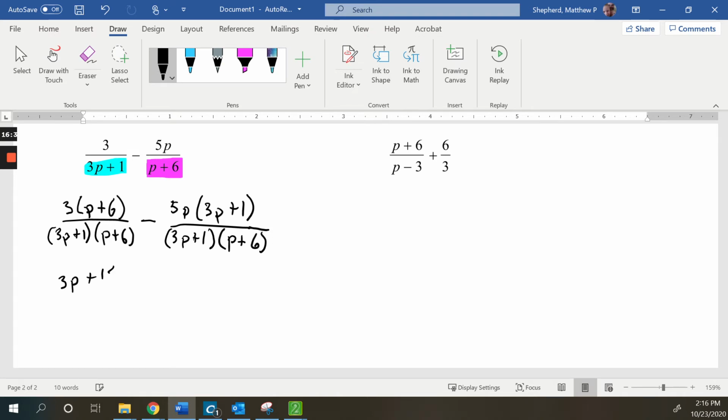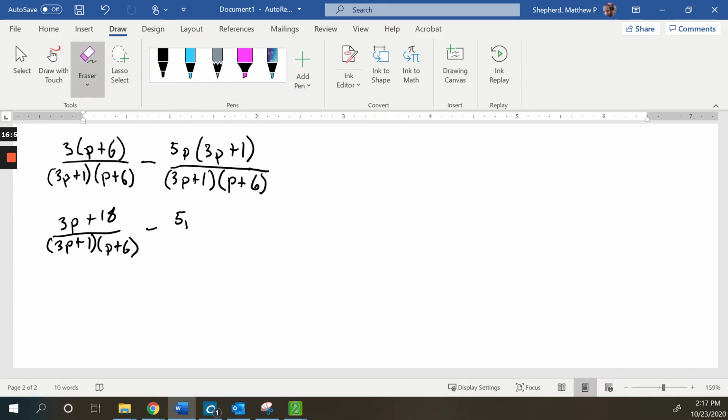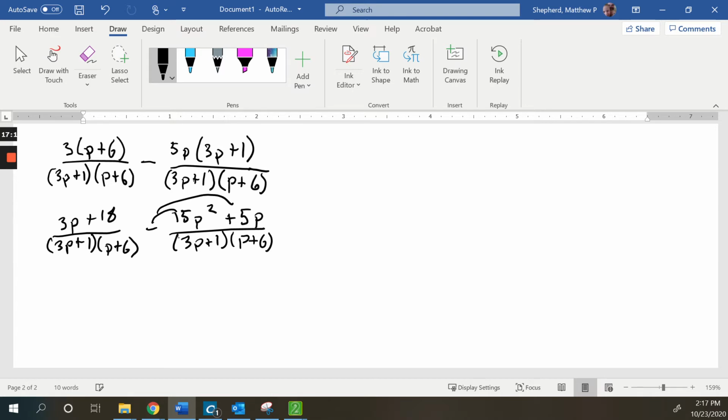We're going to have 3p plus 18 all over 3p plus 1, p plus 6 minus, so 5 times 3 will have a 15p squared plus 5p all over 3p plus 1, p plus 6. Now remember that minus needs to go to both. So we're going to have 3p plus 18 minus 15p squared minus 5p all over 3p plus 1, p plus 6.